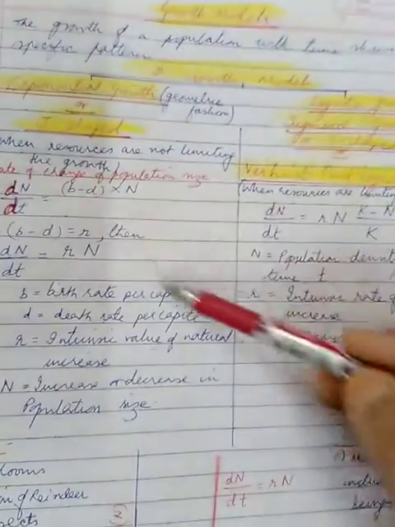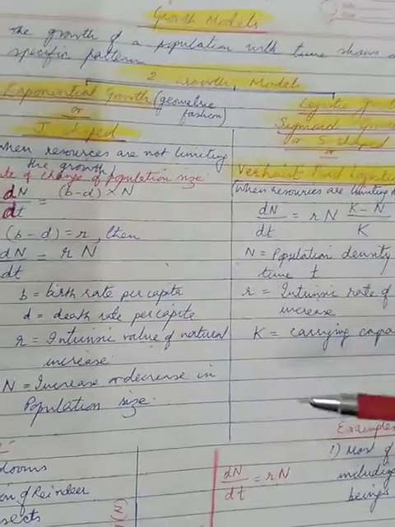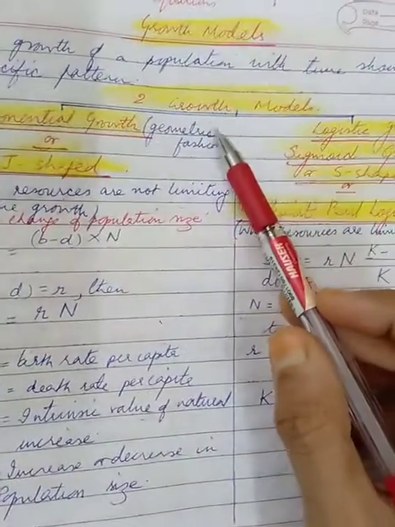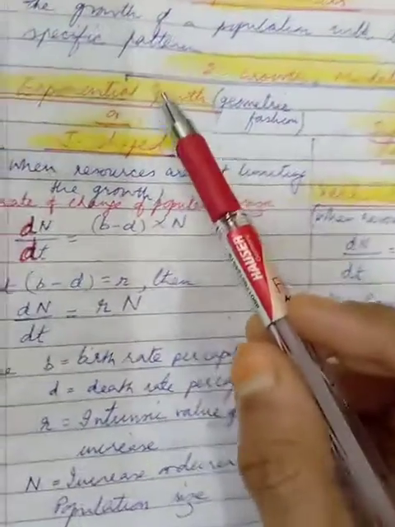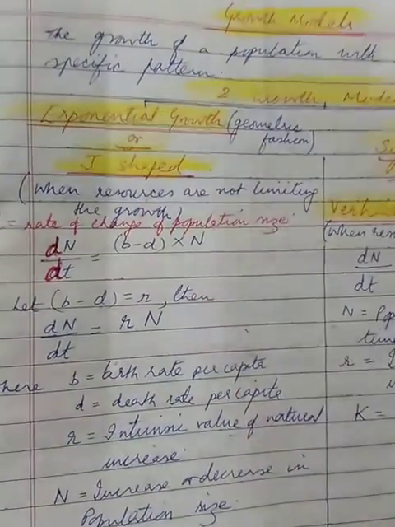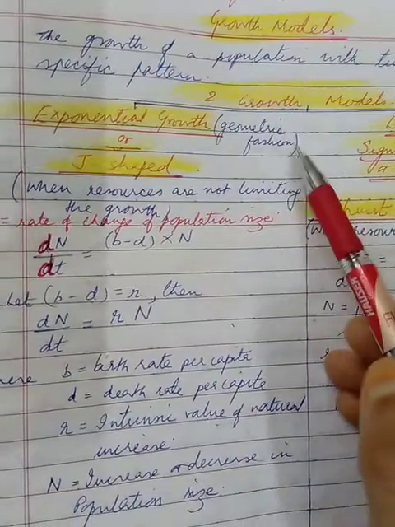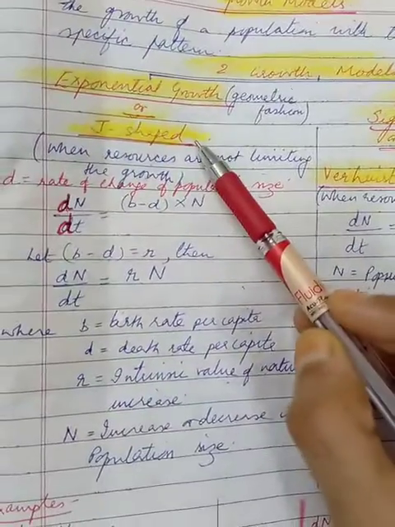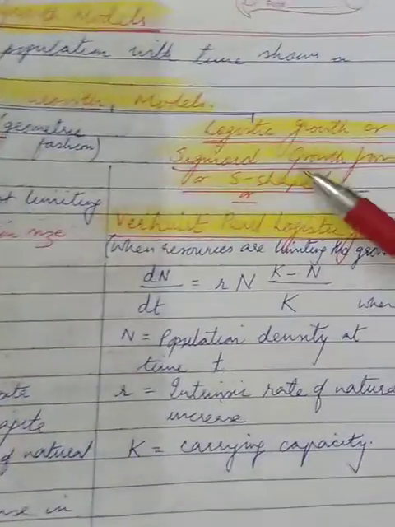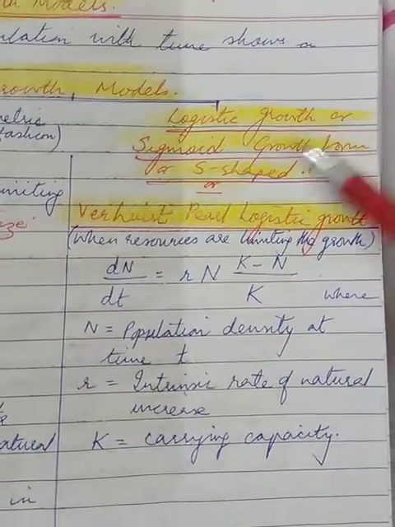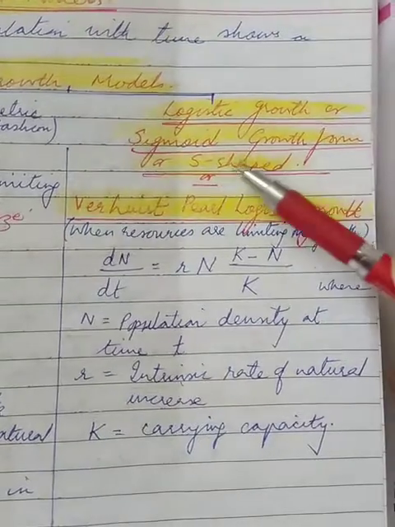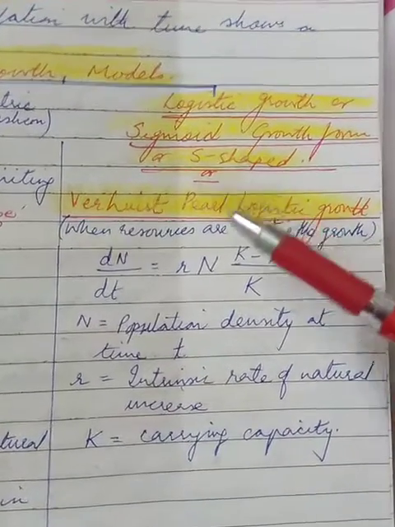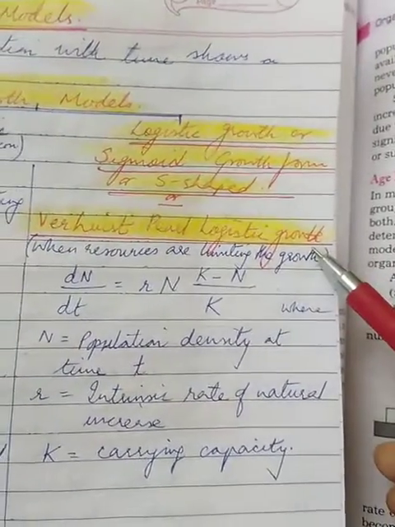This we will learn from the growth curves today. There are 2 basic types of growth models. First is exponential growth or geometrical fashion of growth or J-shaped curve. The second is logistic growth or sigmoid growth form or S-shaped or Verhulst-Pearl logistic growth, right?